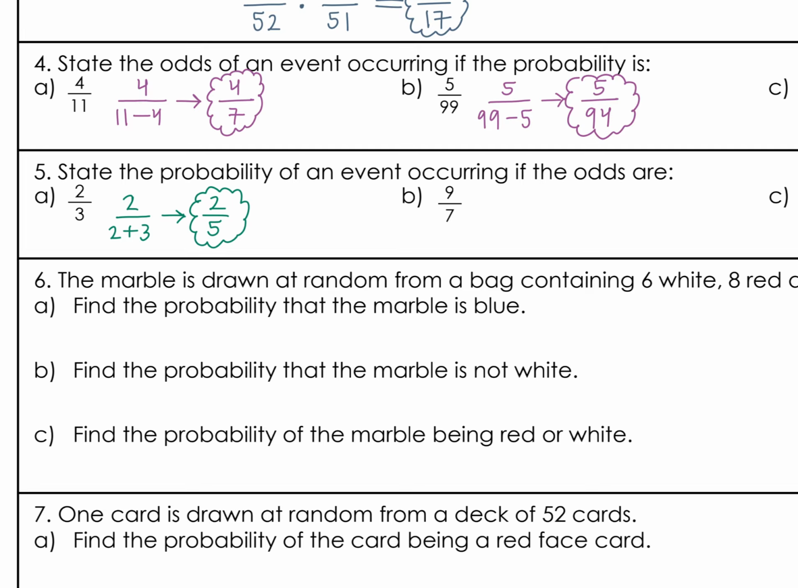Then applying that same logic to part B, our numerator does not change. And then for my denominator, I would do the success plus failures to figure out my total amount, which would give me 9 over 16.